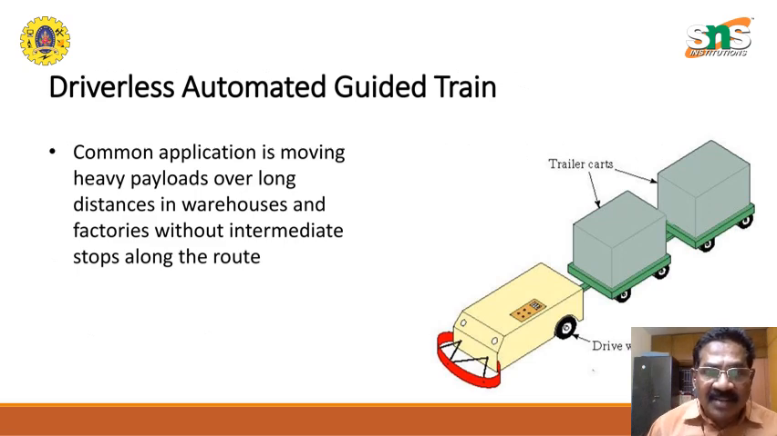You have the driverless automated guided train. A common application is moving heavy payloads over a long distance in warehouses. You have all these things, and this whole thing keeps moving. The trailer carts can be attached, and it is used in airports and factories also, without intermediate stops along the route. It goes from point A to point B.